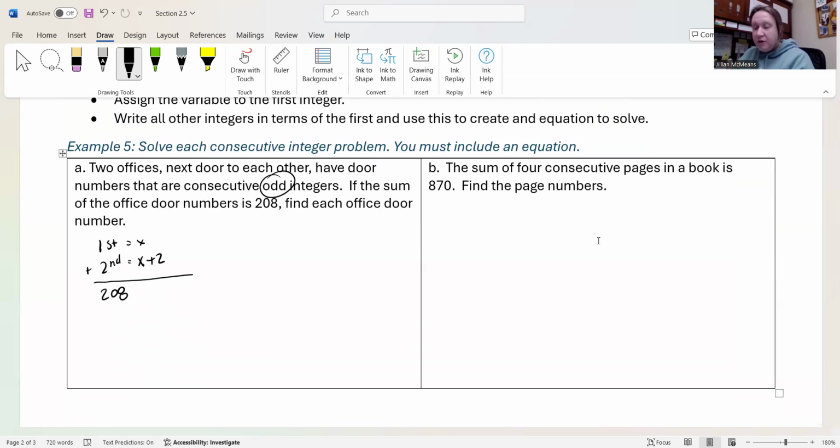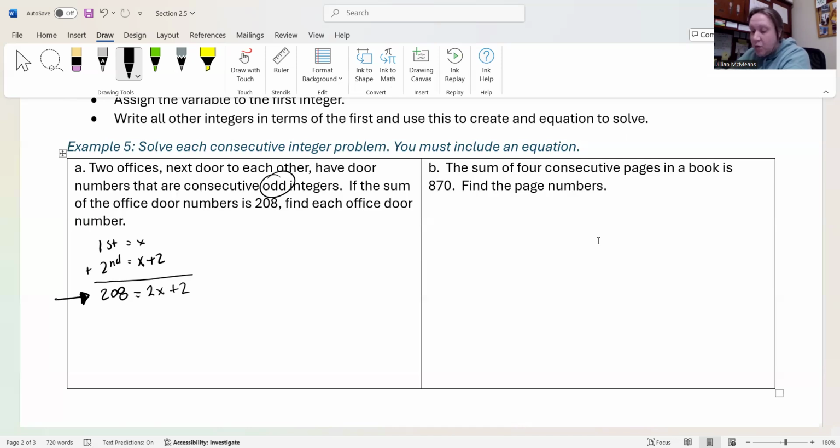Okay, so my first odd integer is x, my second odd integer is x plus 2. If I can combine that algebraically, I'll get an equation that I can solve. So x plus x is 2x, plus 2 is just plus 2, I just bring it down. And now looking right here, I have an equation that I can solve. If I can solve this equation for x, I get the value of the first integer, and I can use that to find the value of the second integer.